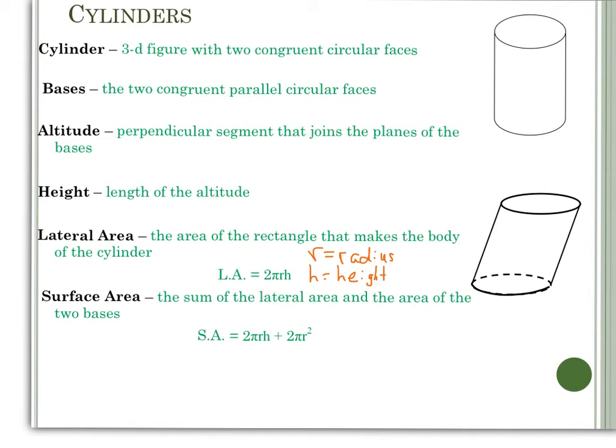So in our cylinders on the right, our radius would be from the center of the circle to the edge, so there's our r, and then this would be our height, perpendicular segment between the two bases. Cylinder here, here's our radius, so each circular base has a radius, and then our height would be this perpendicular segment joining the two faces or the two bases.